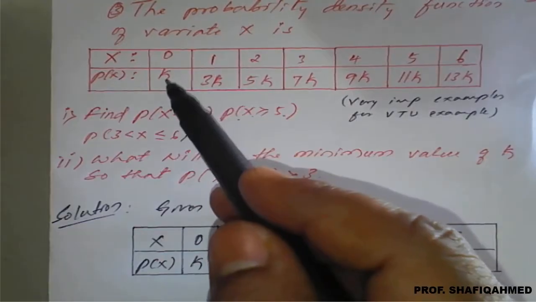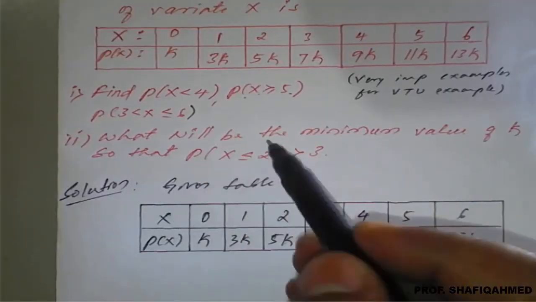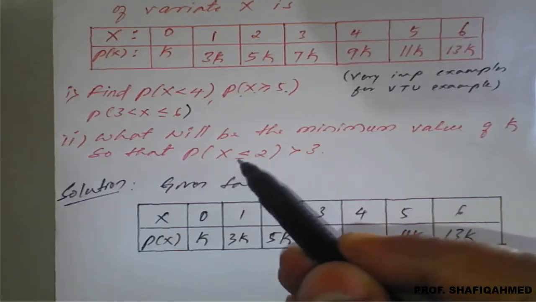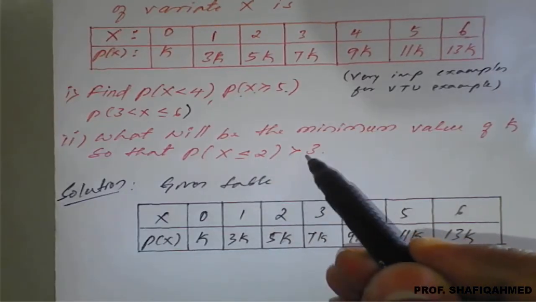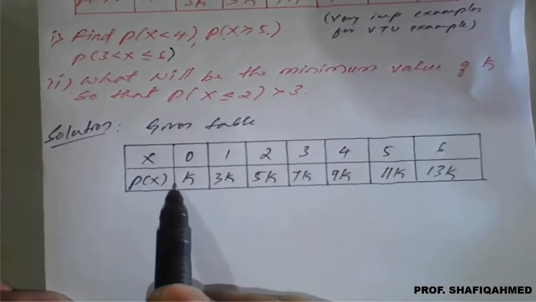Before this we need to find the value of k, then we can find these results. Next, what will be the minimum value of k so that p(x) less than or equal to 2 is greater than 3 we need to find here. Now just see here. You have to copy the given table as it is.